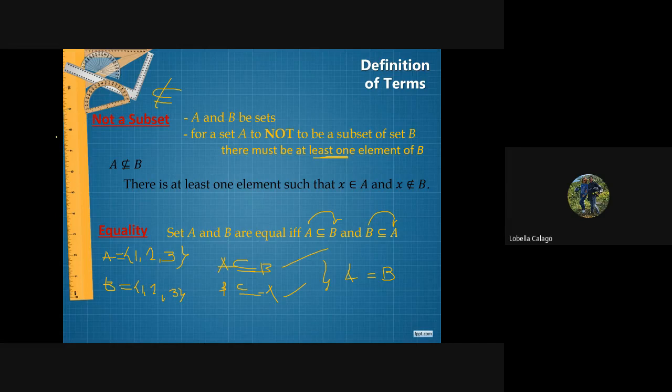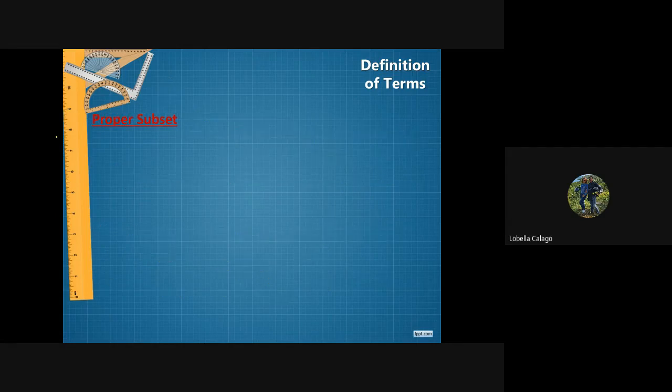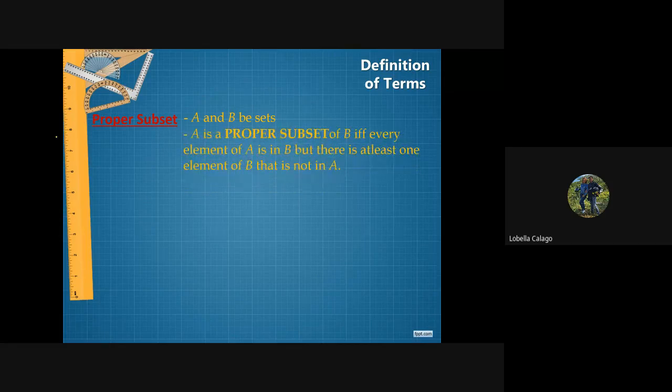So next. So we have also a proper subset. So what is a proper subset? So ang proper subset daw is, A and B, sets. A is a proper subset of B if and only if every element of A is in B, but there is at least one element of B that is not in A. Kaya yun ang tawag doon ay proper subset. A subset siya and is not equivalent to B.